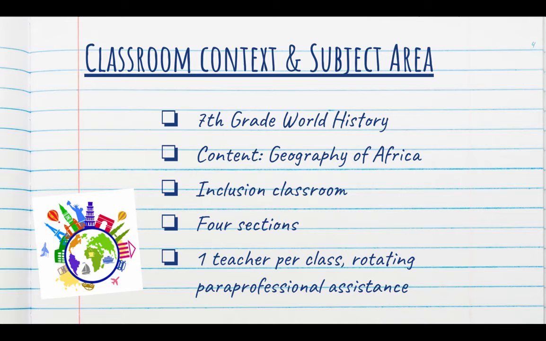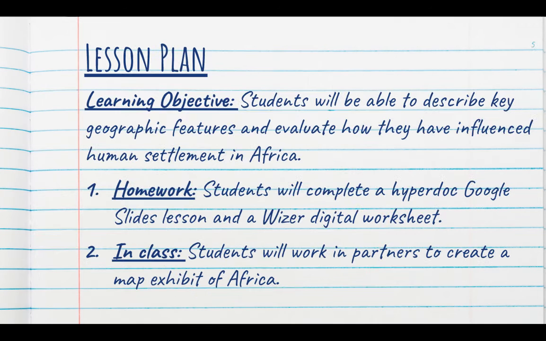The classroom in which this lesson will be used is an inclusive classroom in which there are 4 sections or classes, often with a paraprofessional or resource teacher present to support students with very varied learning needs. The learning objective is for students to be able to describe key geographic features and evaluate how they have influenced human settlement in Africa.